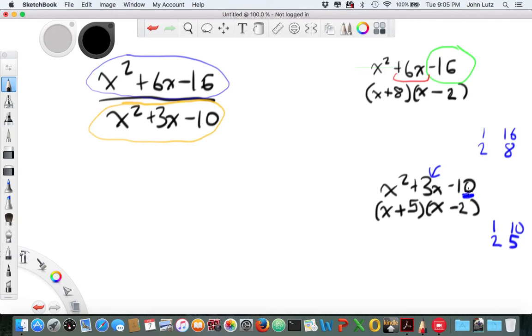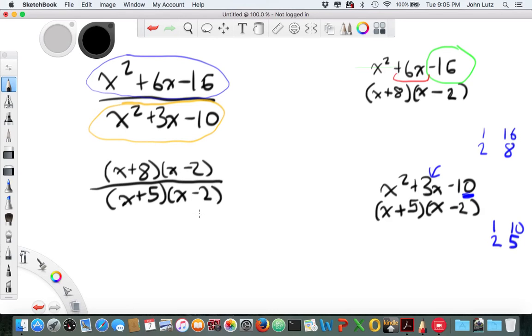5 times negative 2 is negative 10. 5 plus negative 2, or 5 minus 2, is 3. So we're good. So that means that this rational expression factors into x plus 8 times x minus 2 on the top, and then x plus 5 times x minus 2 on the bottom.